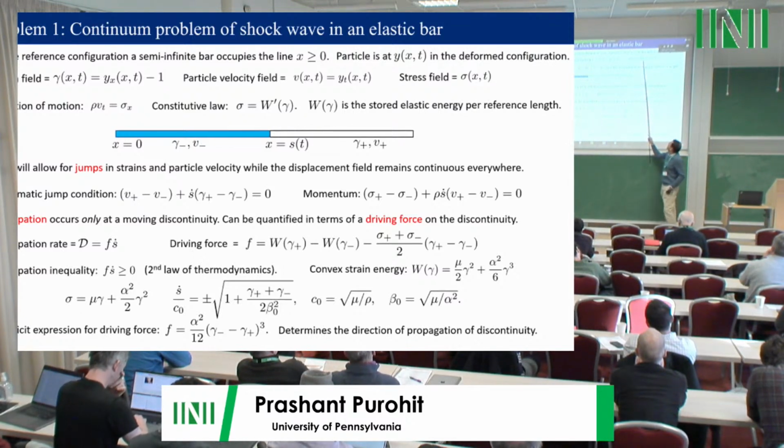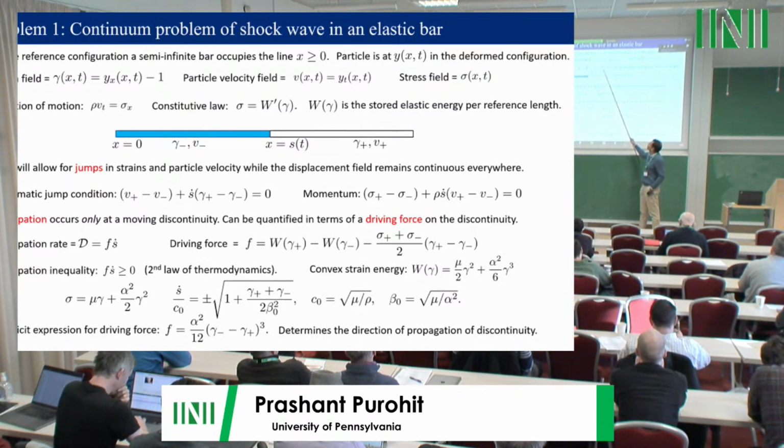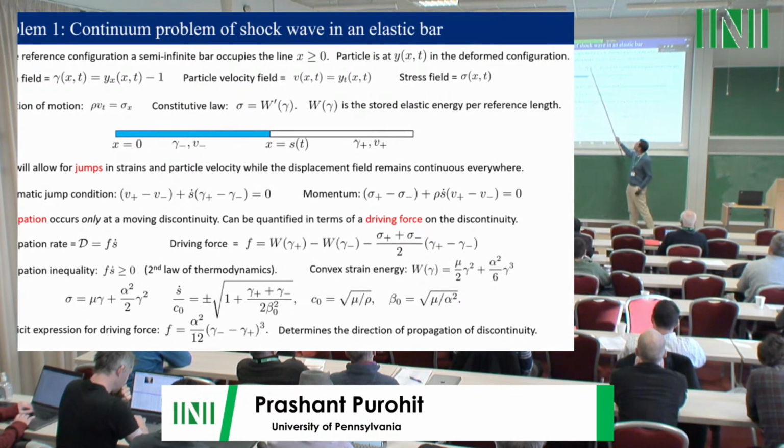And the stress field is some sigma(x,t), which will be given by a constitutive law. So the equation of motion is simply Newton's second law. Rate of change of momentum is equal to the divergence of stress. The constitutive law is given by some stored energy function, which is a function of gamma alone, gamma the strain. Okay, I'm going to prescribe what that W is in a minute, and the stress simply is the derivative of this W with respect to gamma.